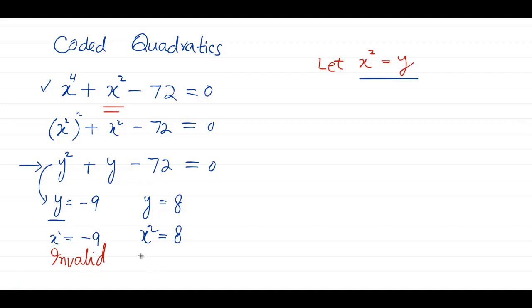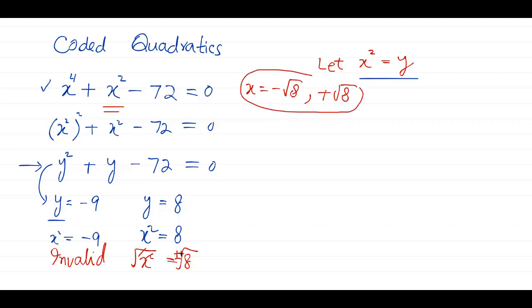Now from this x square equals 8, let us take the square root on both sides, and we will use the plus minus sign here. Square will cancel the square root. So the final solution of this is x is equal to minus square root of 8 and plus square root of 8. These are the solutions of this quadratic equation.